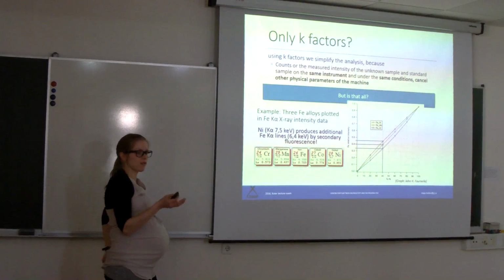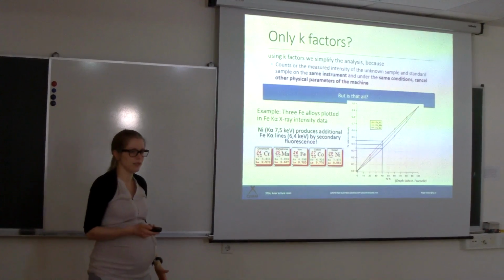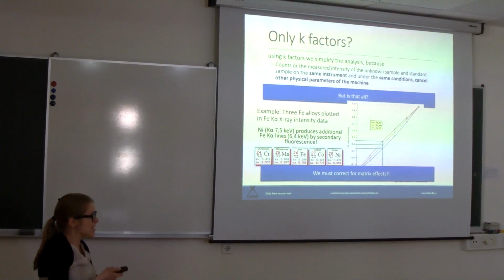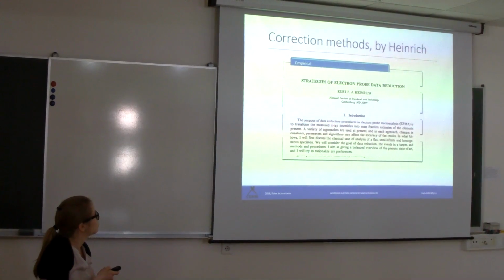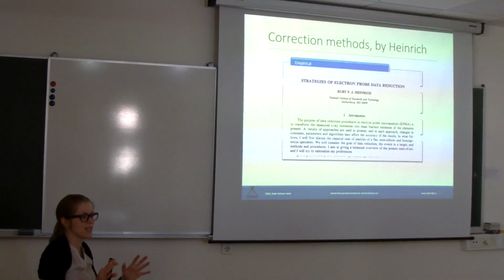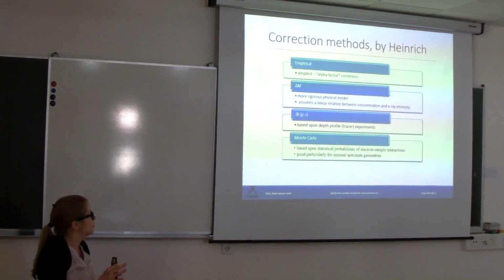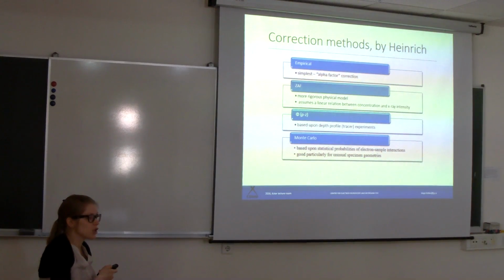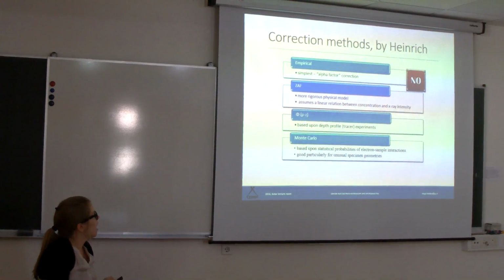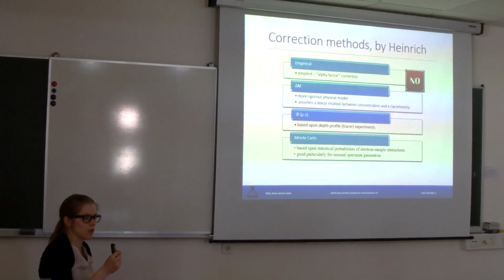These are the matrix corrections, SAF corrections, or Phi-Rho-Z. So in the SEM, you need to take into account the matrix effect. This is an article by Heinrich, where he really explains the basics of why we use different methods. He puts it into 4 branches: the empirical, where you have alpha corrections, which we don't use anymore; the ZAF correction, which I will explain later on; Phi-Rho-Z, based upon measuring trace elements; and the Monte Carlo simulations.